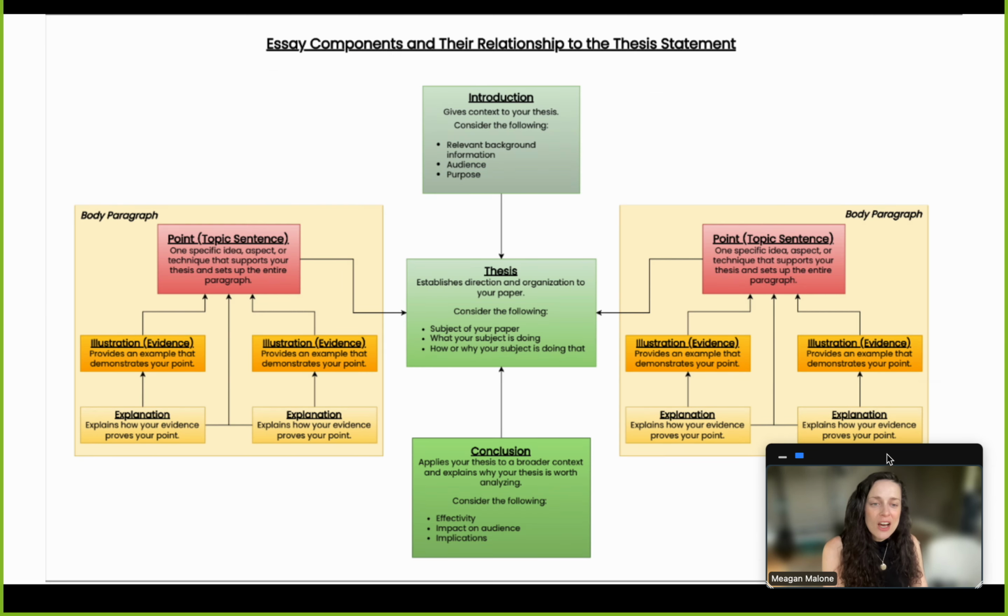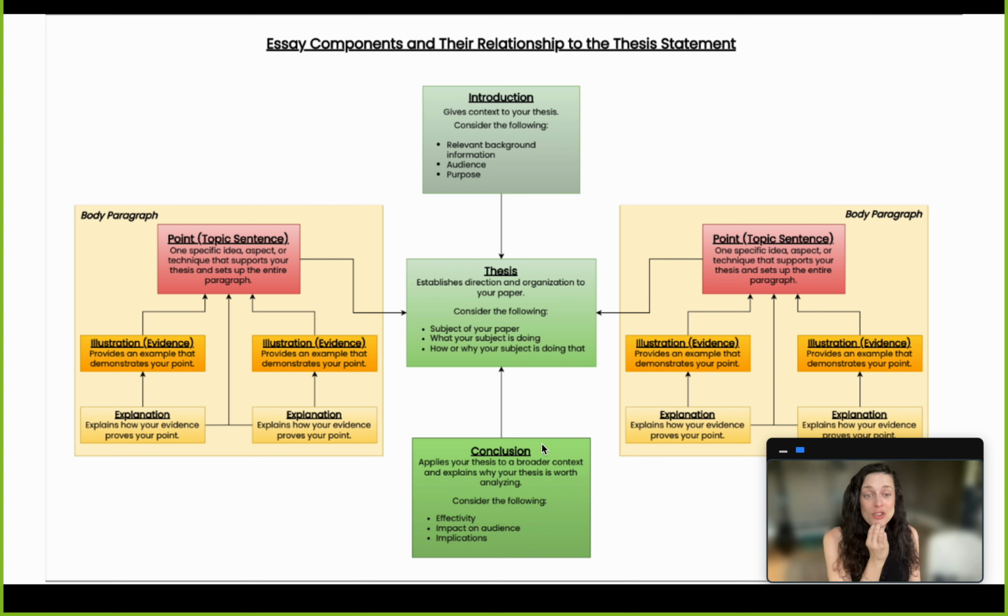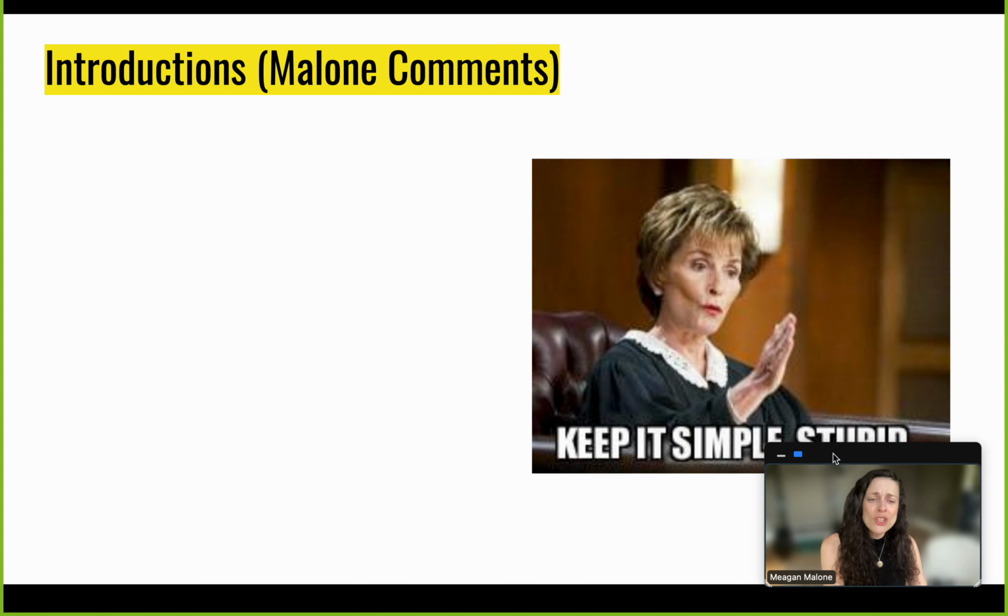I have this also for you. It's a much more detailed explanation of the structure of a student essay, and I'm going to leave it here for you as a resource. This is a very, very great visualization of how to think about the structure. So go back and look at this when you have an opportunity. So let's jump right in.